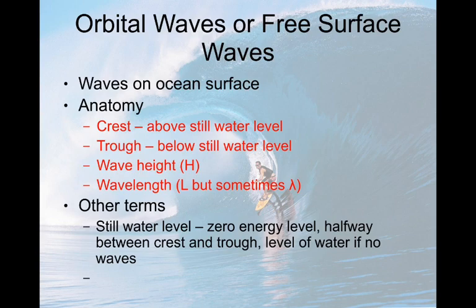Wavelength. In oceanography, we usually use L for wavelength. I know in physics they mostly use lambda, which is like right here. Some of the other oceanography books, you'll still see that. We don't really need to worry about that much. Other things you need to know, since we've used it twice already, is still water level. That's a zero energy level halfway between crest and trough.